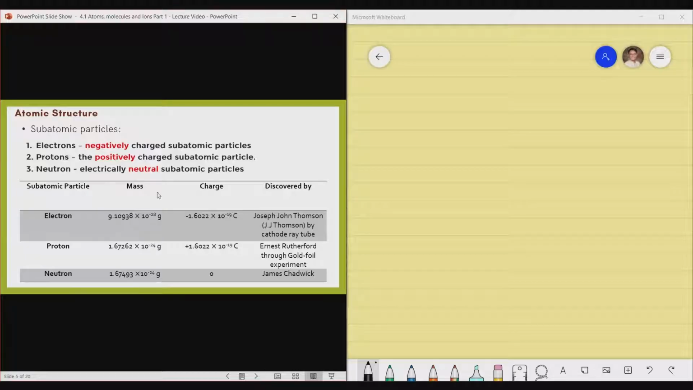Okay? Now below is just a table showing you the mass, the charge, and who were the scientists who discovered electrons, protons, and neutrons. For electrons, it has this particular mass, then proton, and then neutron, and these are the particular values of their charges. And then electron was discovered by Joseph John Thomson, or J.J. Thomson, by the use of the cathode ray tube. And then proton was discovered by Ernest Rutherford through the gold foil experiment. And then neutron was a subatomic particle discovered by James Chadwick.